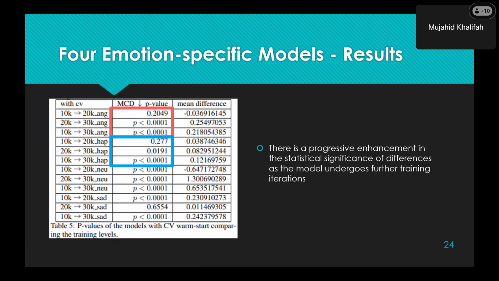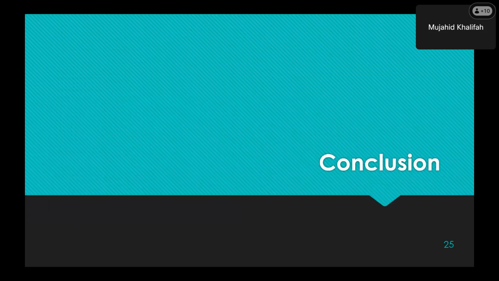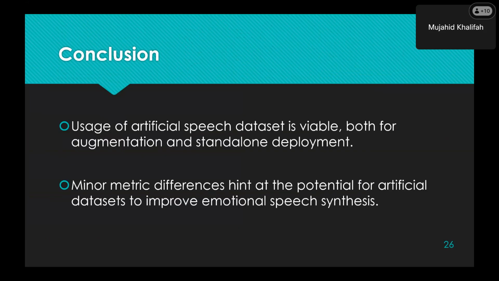So from the previous p-values, we've taken the with CV MCD values and checked the iteration stages. There is a progressive enhancement in the statistical significance of differences when the model undergoes further training iterations. So as a conclusion, usage of artificial speech dataset is viable both for augmentation and standalone deployment. Minor metric differences hint at the potential for artificial datasets to improve emotional speech synthesis.